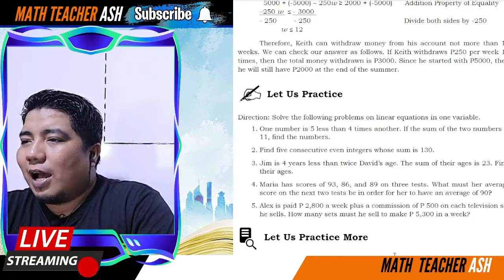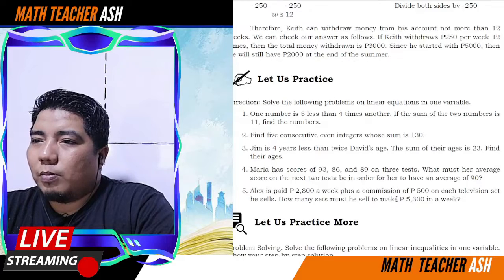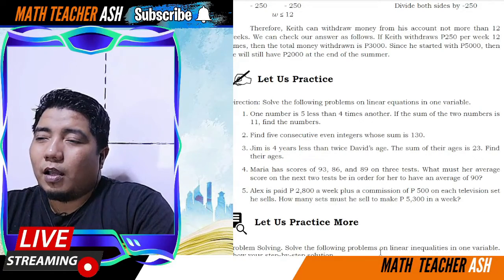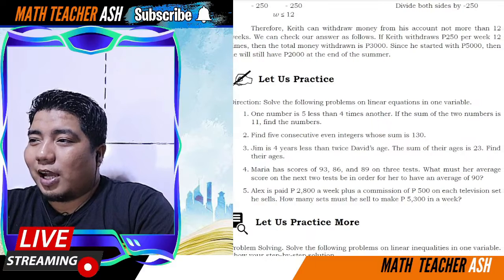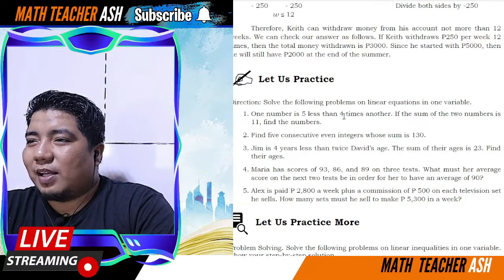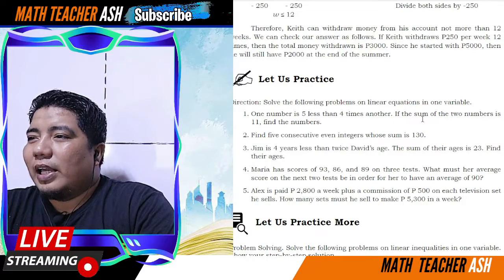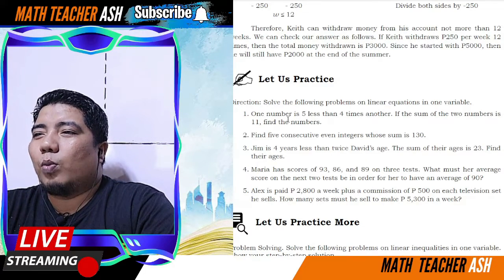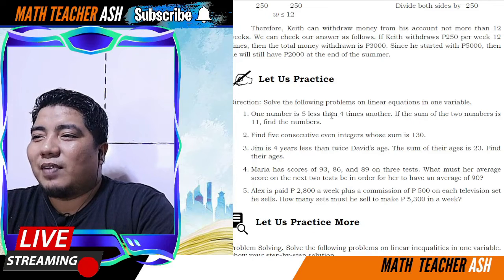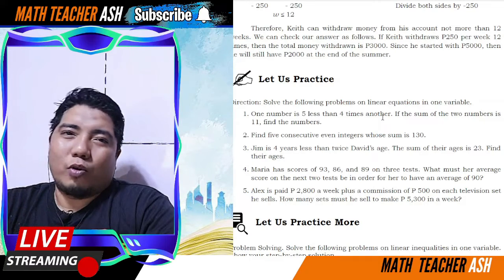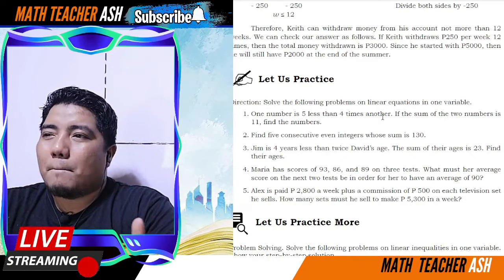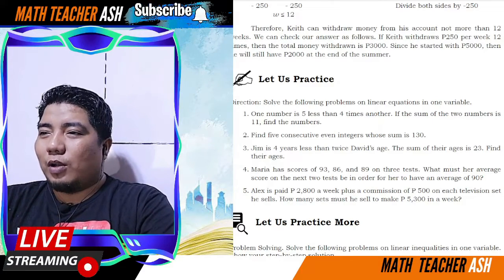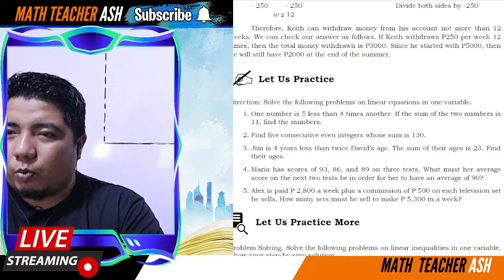So now, ito na ang time na kayo naman ang sumagot sa inyong end. So let us practice. So I hope, my dear math learners, kayang ito. So one number is 5 less than 4 times another. If the sum of two numbers is 11, find the numbers. Okay, so one number is 5 less than 4 times another. So 4x minus 5 ka dyan. Okay, 4x minus 5. So let's try to show it in our whiteboard.